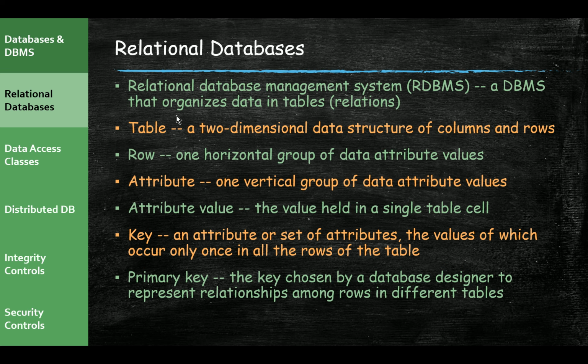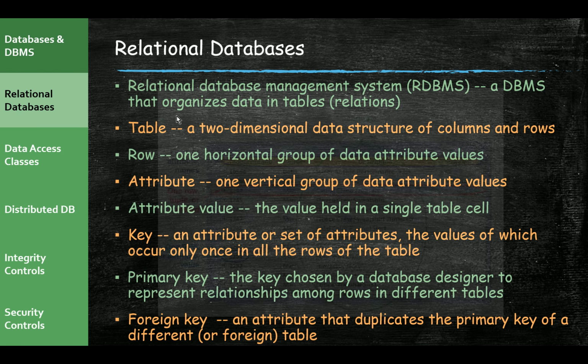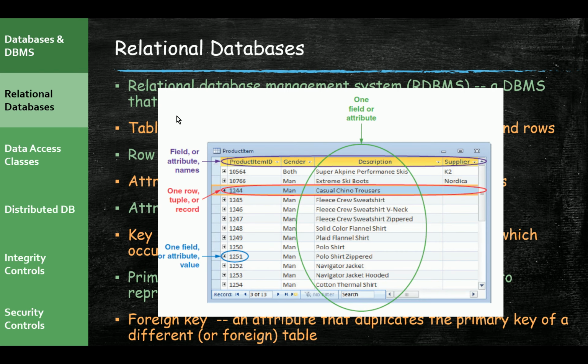The primary key is the key chosen by the database designer to represent relationships among rows in different tables. So usually the primary key is what could be referenced by other tables. So you have a key, and then you have a primary key. A foreign key is an attribute that duplicates the primary key of a different or foreign table. So a foreign key is a column in a table that references the primary key in another table. And I think I've got a graphic here that kind of shows you that.